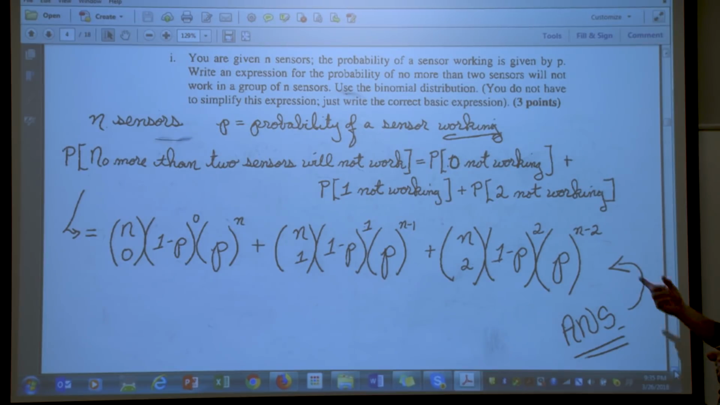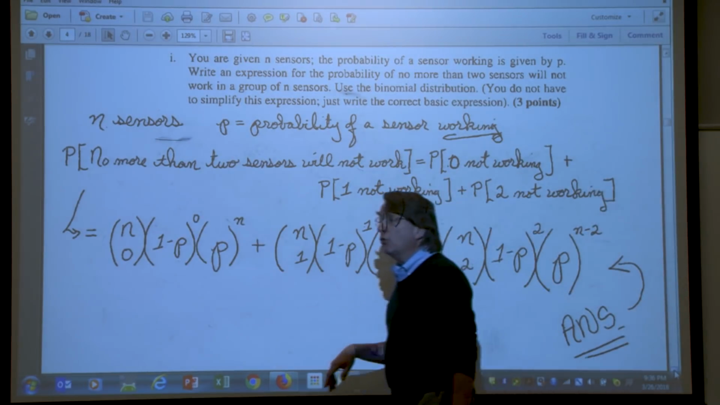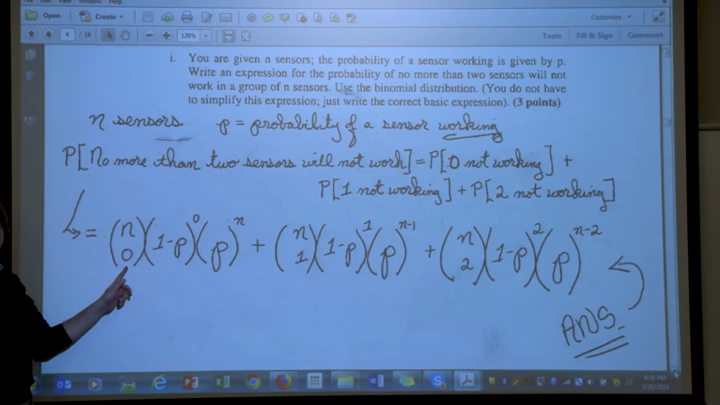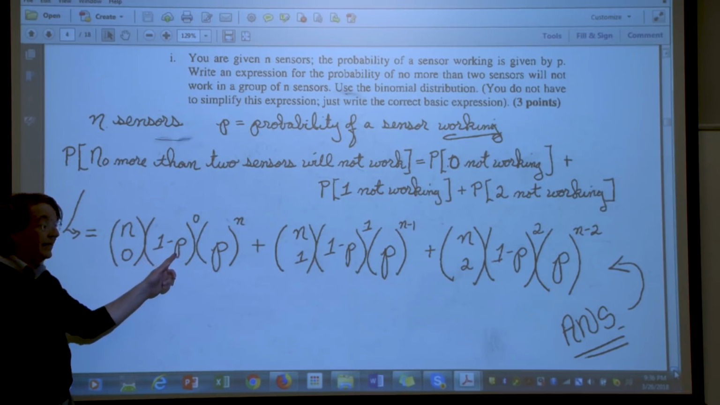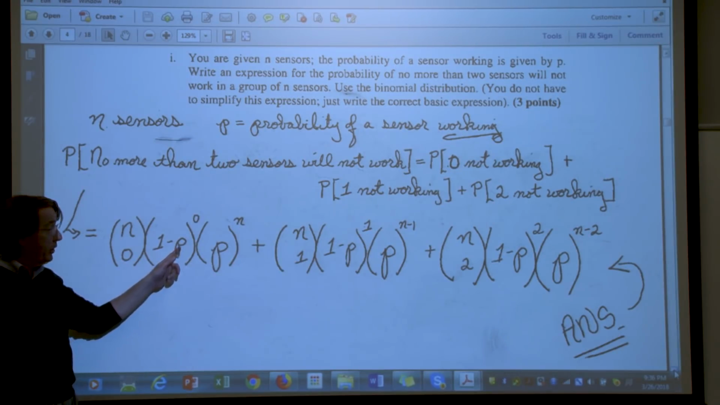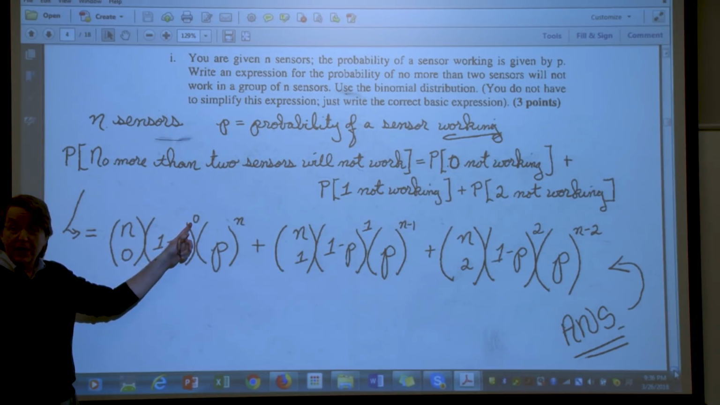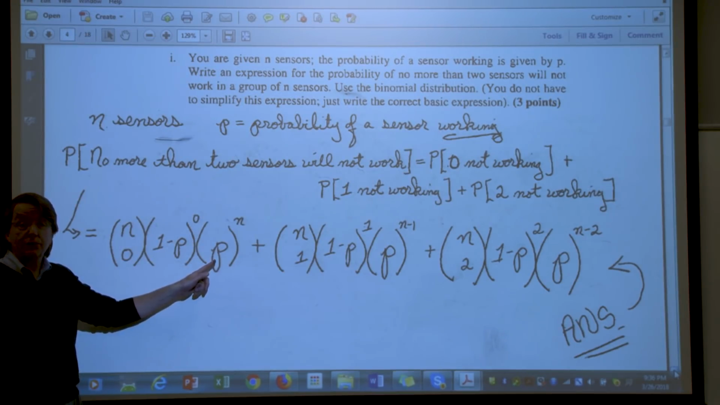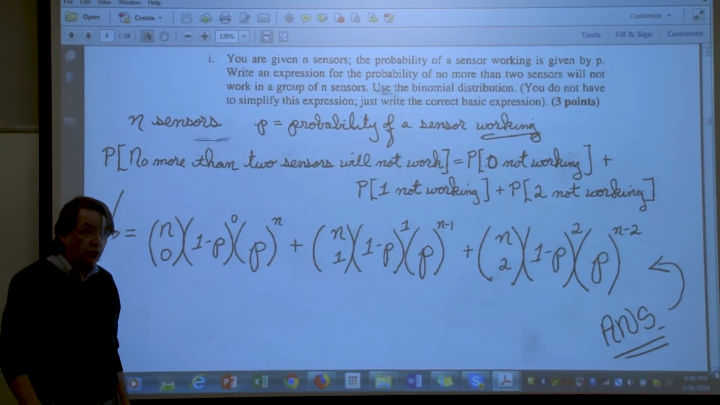Now, how do I then convert that into mathematical notation using the binomial distribution? The probability of 0 not working, that's n choose 0. Now, be careful. The probability of not working is 1 minus p. P is the probability of working. So this is 1 minus p. How many not working? 0. So if 0 are not working, that means n must be working. So p raised to the n. I thought this was tricky.